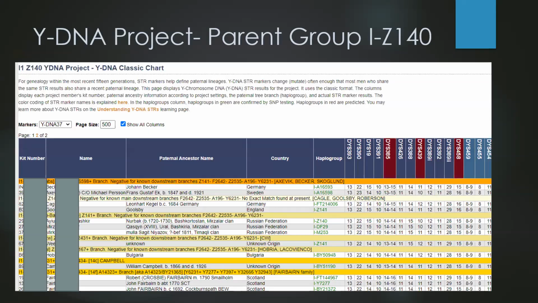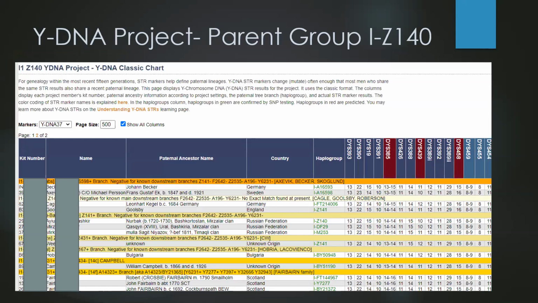So this is the Y-DNA project for the parent group IZ140, which is a few branches back from where my husband's terminal SNP is. Eventually I've given the administrator permission to add his data in here. So eventually I'll be able to see him listed in here along with all the other men who are on that same haplogroup and the same chain.